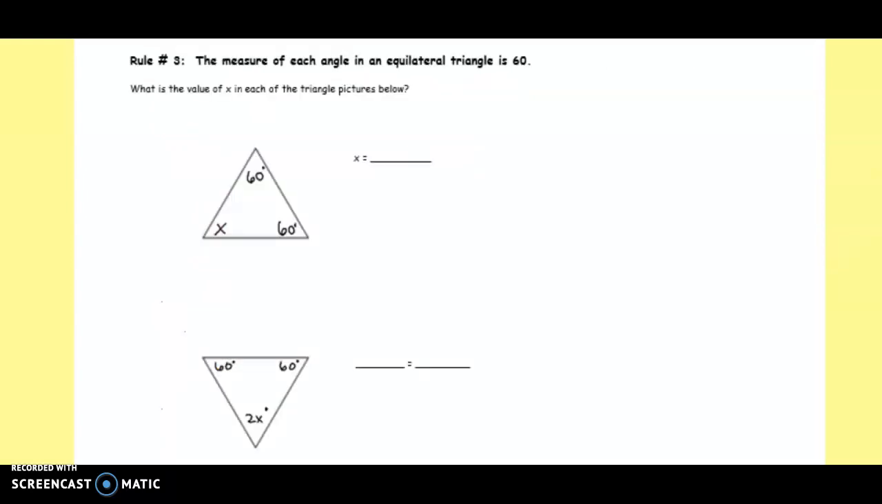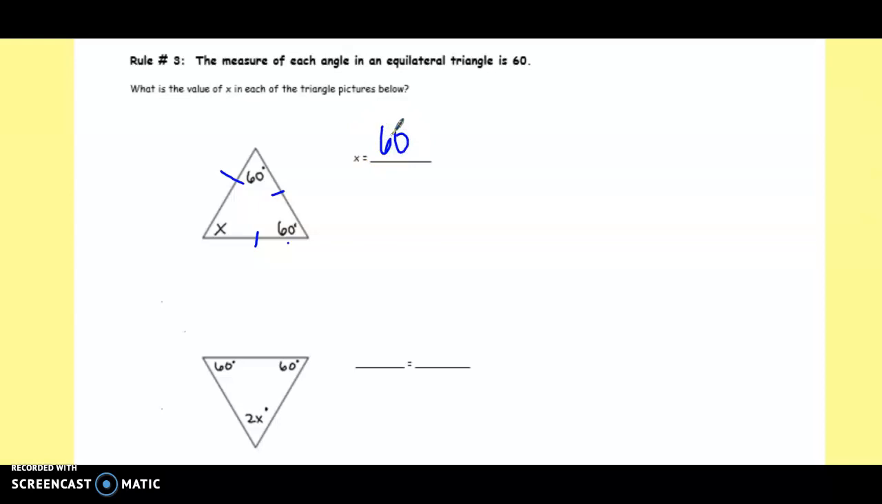All right, so last rule here, we'll cover it quickly, is that the measure of each angle in an equilateral triangle, remember equilateral triangles are where all sides are the same. So the angle measurements in an equilateral triangle are 60 degrees. So what is the value of x in each of the triangles pictured below? So 60, 60, kind of the same. This is an equilateral triangle. We see our hash marks. Sorry, I forgot to add those, guys. So we know automatically, hey, it's got to be 60.